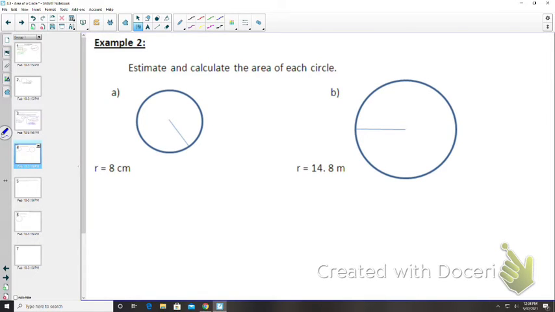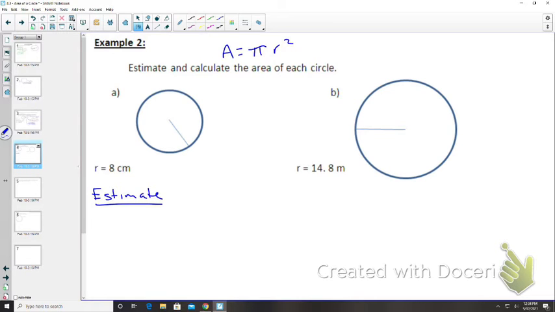Okay, so a couple more examples here. We're given the radius. So estimate and calculate. We'll just do an estimation for this one and we'll leave the other one alone. We'll just calculate the other one, okay?